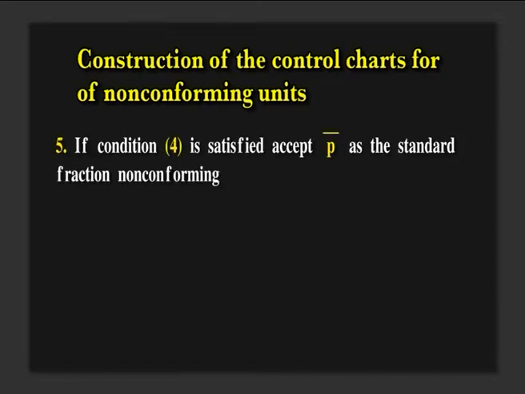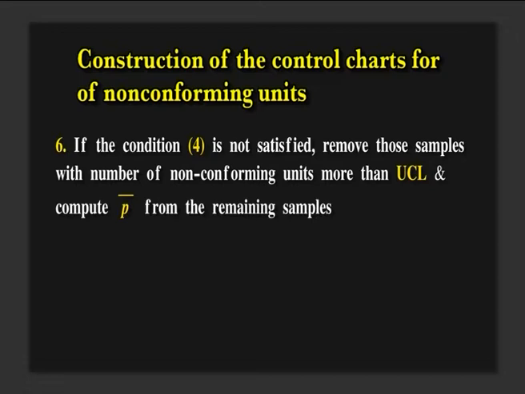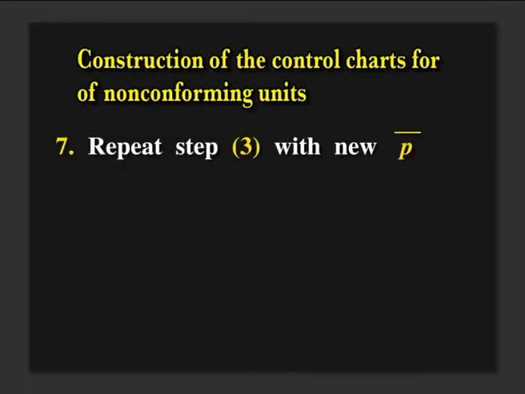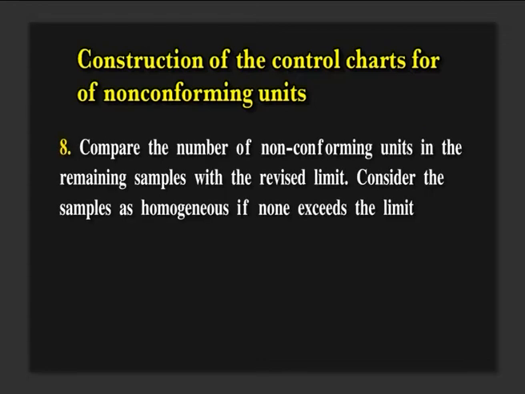Step 5. If condition 4 is satisfied, accept P bar as the standard fraction unconforming. Step 6. If the condition 4 is not satisfied, remove those samples with number of non-conforming units more than CL and compute P bar from the remaining samples. Step 7. Repeat step 3 with the new P bar. Step 8. Compare the number of non-conforming units in the remaining samples with the revised limit. Consider the samples as homogeneous if none exceeds the limit.